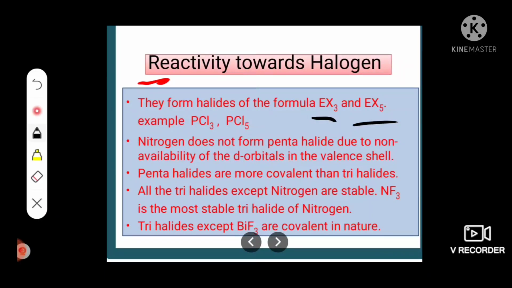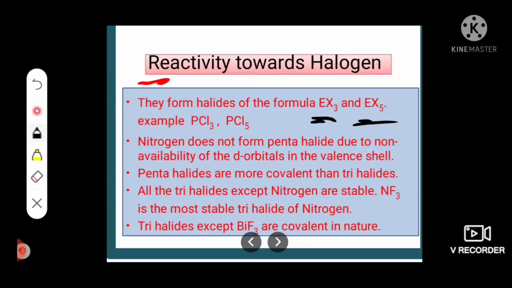Trihalides, that is EH3, are formed by all the members of the group, while pentahalides, that is EH5, are formed by all the elements except nitrogen. Nitrogen will not form pentahalides, such as NCl5 or NF5, etc.